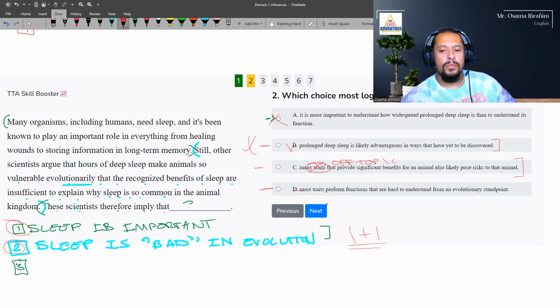What about answer D? Most traits perform functions that are hard to understand from an evolutionary standpoint. It explains how sleeping is hard to understand. So you're telling me answer D, correct?